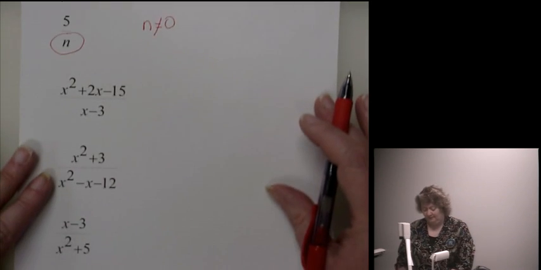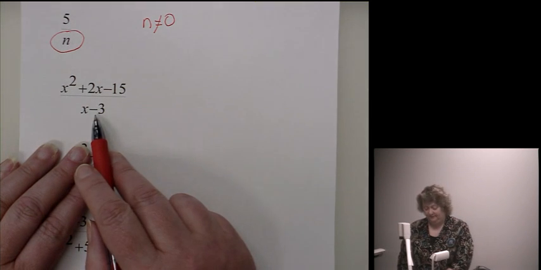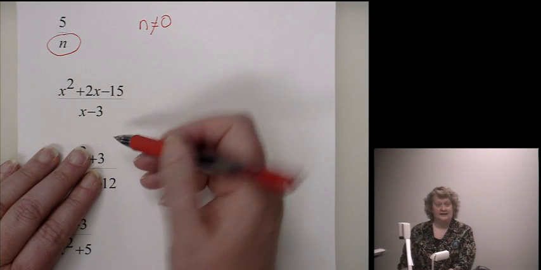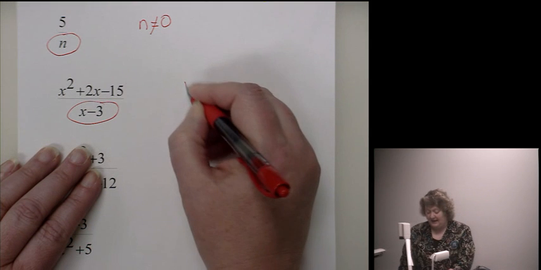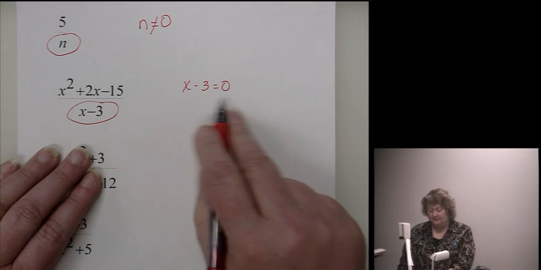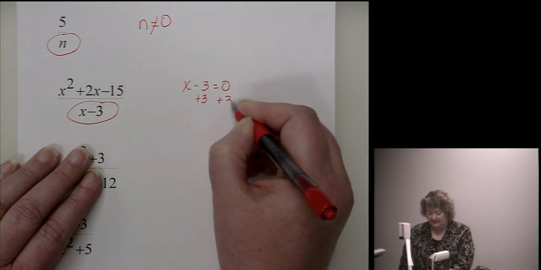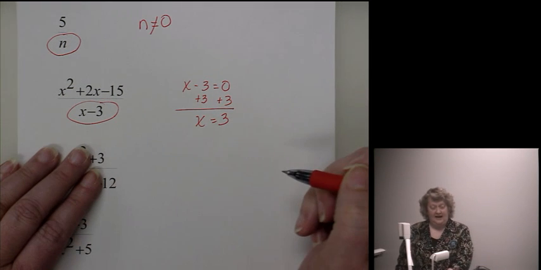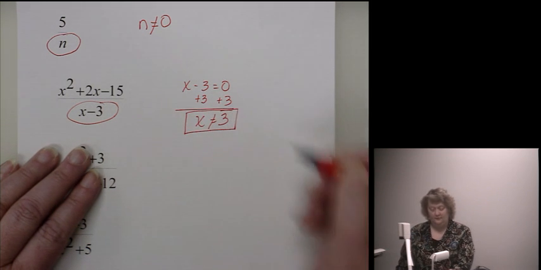Let's look at the second one. x squared plus 2x minus 15 over x minus 3. In this one, x minus 3 is in my denominator. It's in the bottom of the fraction. So I take whatever's in the bottom of the fraction, I make it equal to 0, and then I'm going to solve for x. Well, that's a simple linear equation that we can solve by adding 3 to both sides. 0 plus 3 is 3. I have solved for x. X is by itself, so x cannot equal 3.